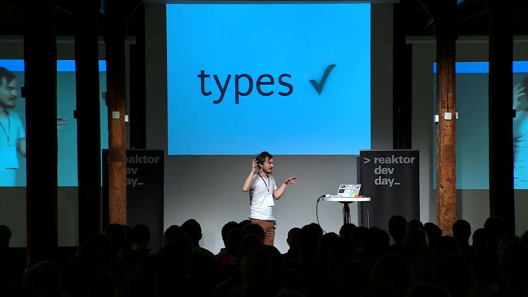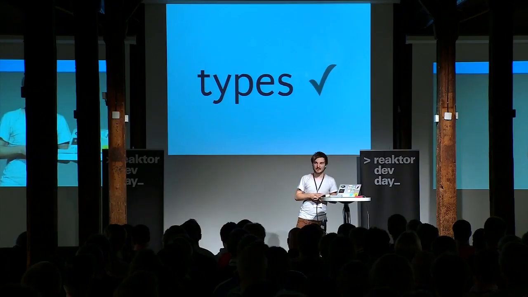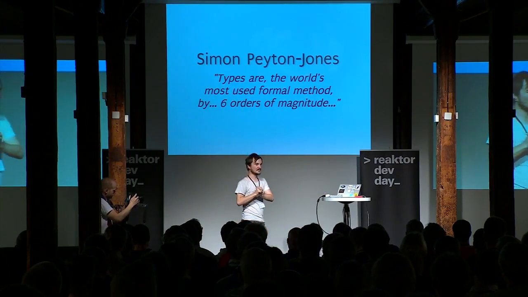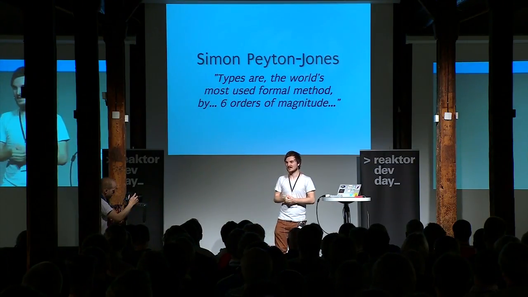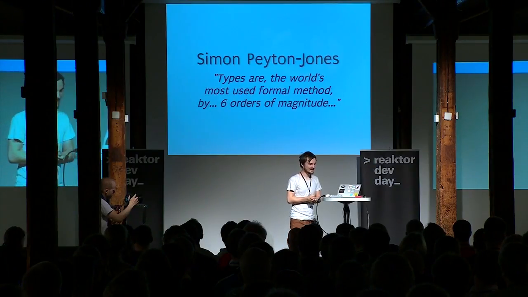So Roy is different in that it has types. Not many of these alt.js languages actually have types or any type safety. Type safety is really, really important because, I'll quote Simon Peyton-Jones, types are the world's most used formal method. It's Simon Peyton-Jones, so he makes up a number. 6 orders of magnitude. So if you think about that, we're actually proving things. We're using a formal method to prove things when we write with types. I think that's pretty amazing. We're actually proving parts of our code are correct.